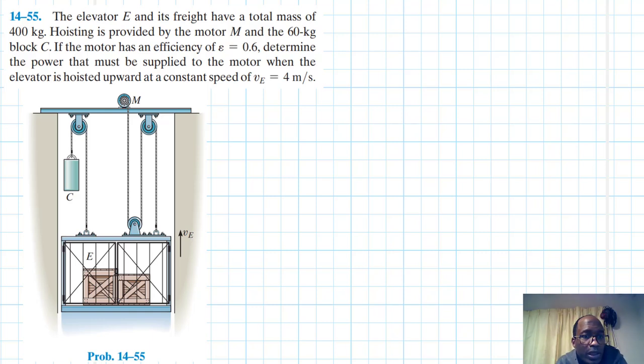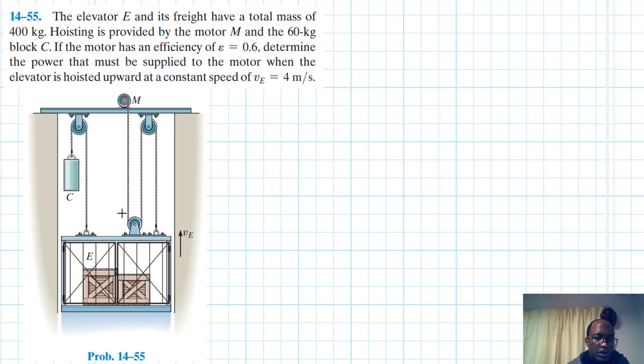The problem reads: the elevator E and its flight have a total mass of 400 kg. Hoisting is provided by the motor M and 60 kg block C. If the motor has an efficiency of 0.6, determine the power that must be supplied to the motor when the elevator is hoisted upwards at a constant speed of 4 meters per second. This problem is coming from Engineering Mechanics: Dynamics, 14th edition by R.C. Hibbeler.